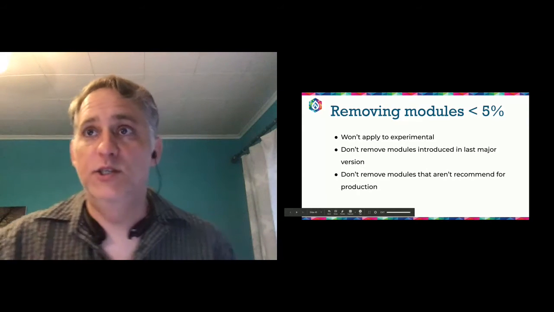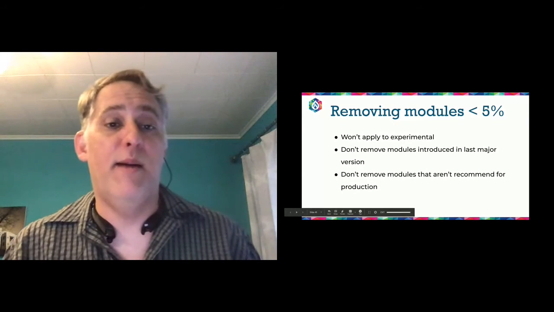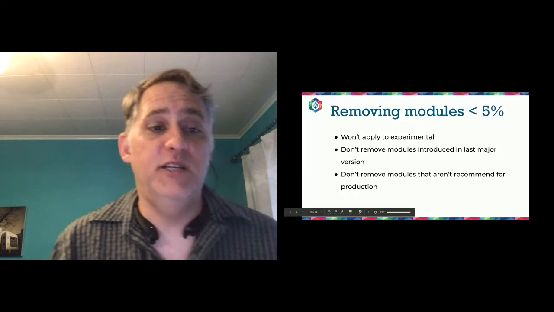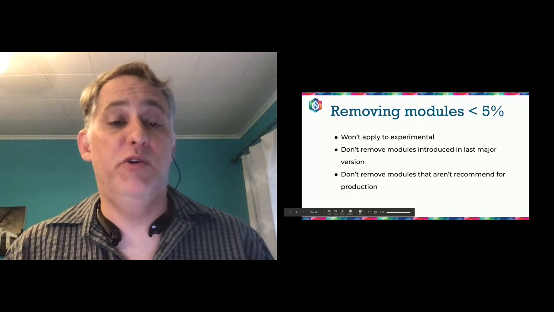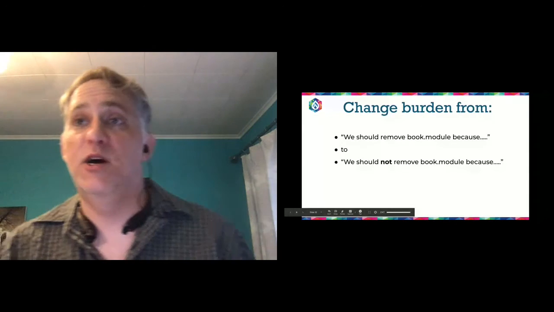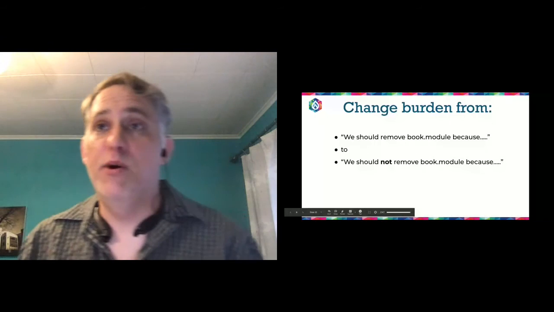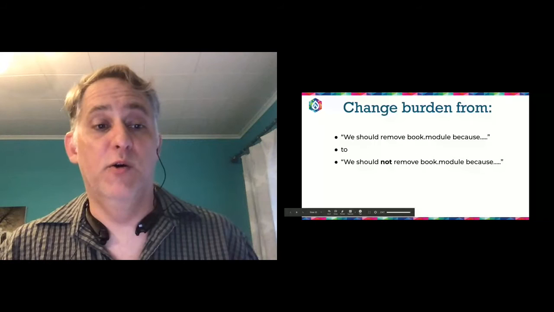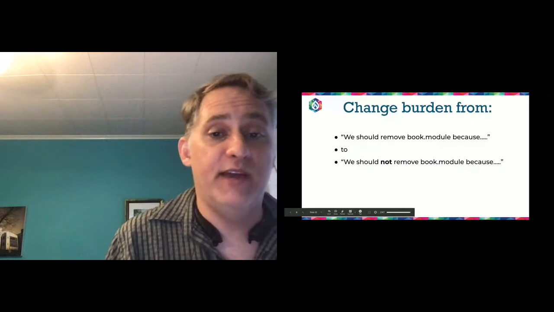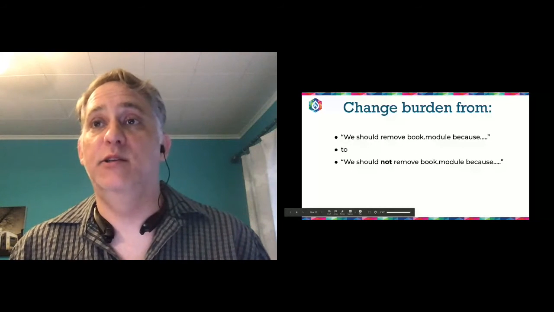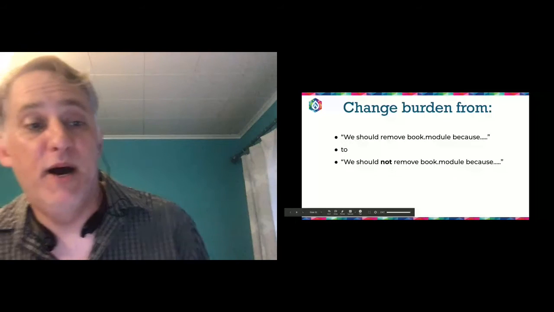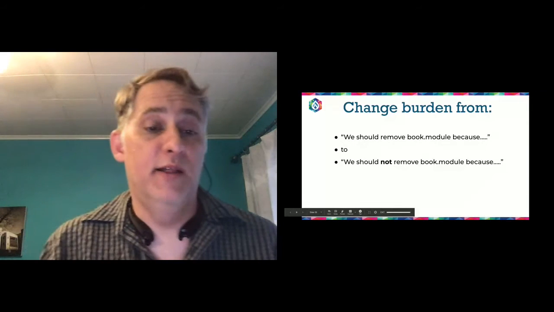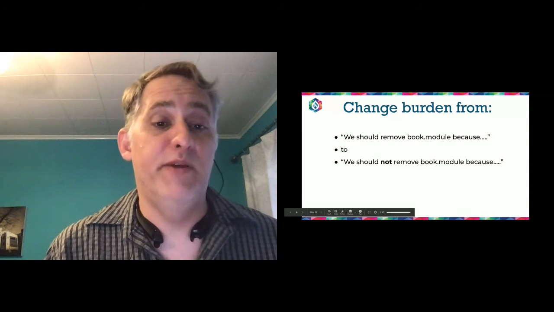But I think the important change in a policy like this would not be that we remove particular modules. It would be that we change the burden from people who want to say we should remove book module from core because, and then list all the reasons. Instead the burden should be on the people who want to keep something like book module in core. It's not like we could never keep a module that has low usage in core, but people who want to advocate should have to say, okay, this module should not be removed because X, Y, and Z.